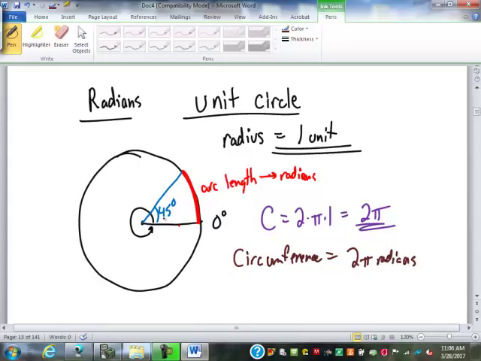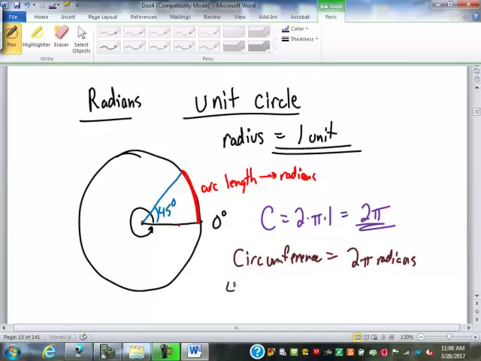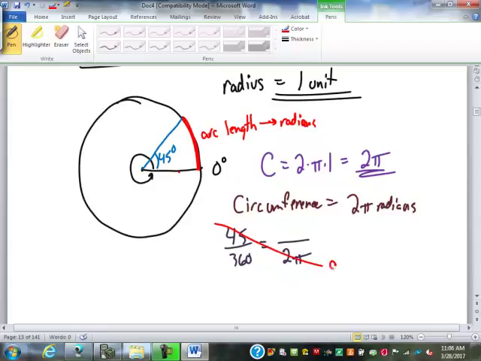So then to find out how many radians this 45 degrees is, it's 45 out of 360 equals how much out of 2 pi? So 45 times 2 pi is 90 pi, right? Divided by 360. And instead of actually dividing, we usually reduce the fraction. 90 and 360 both divide by 90. Give me 1 pi over 4. So you could leave it as 1 pi over 4 or just pi over 4.